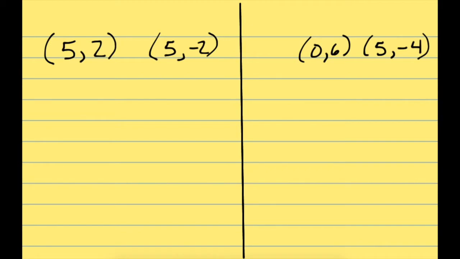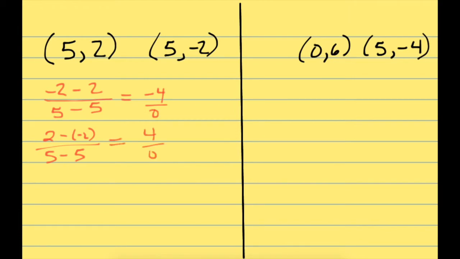Okay, so on the left, it doesn't matter which you choose to go first. You could have either done the -2 first, with the 5 first, and then subtracted 2 and 5, or you could have done the 2 first, subtracted -2, and had 5 minus 5 on the bottom. On top you'll have -4 over 0. On bottom you'll have +4 over 0. Either way, it is an undefined slope, which tells us we have what type of line? Vertical line.